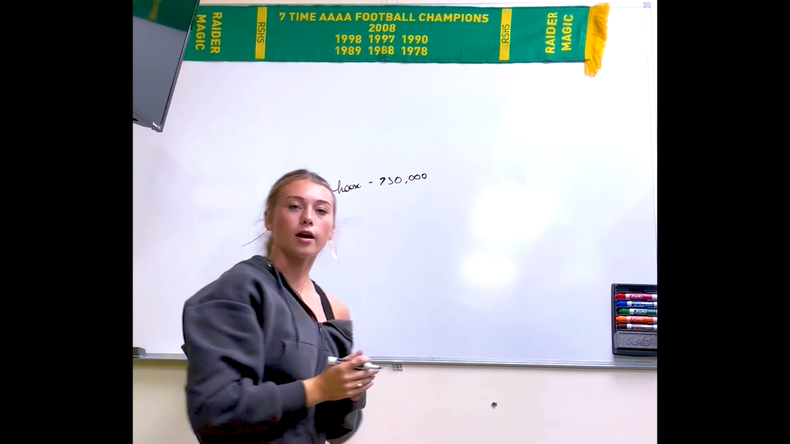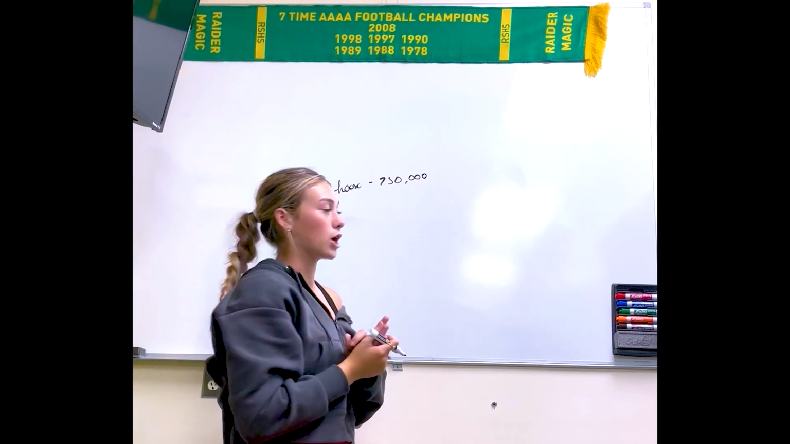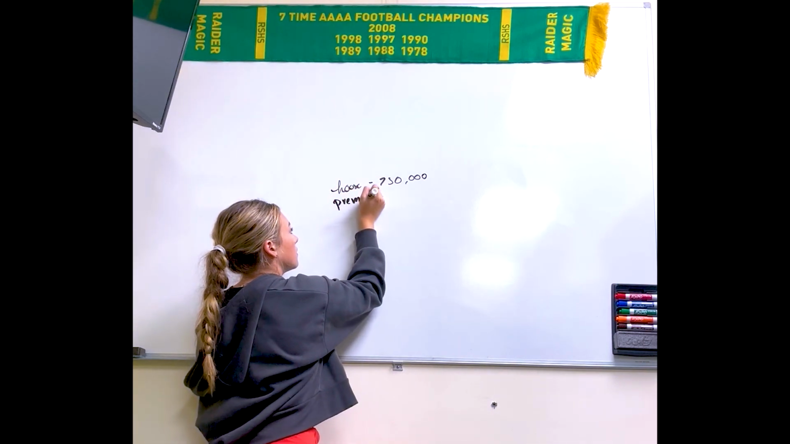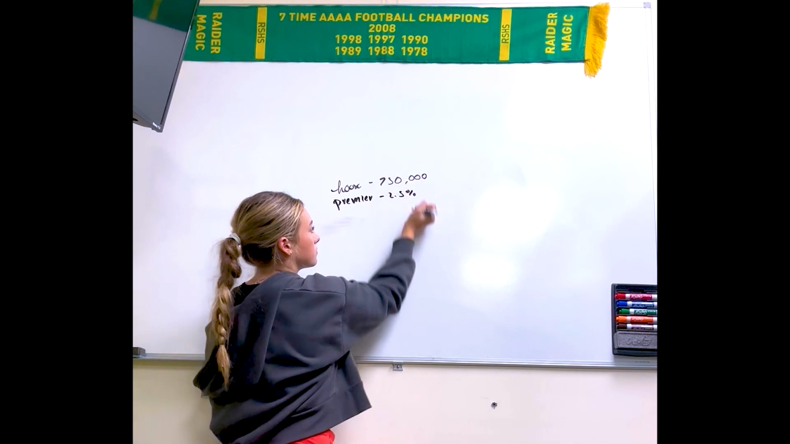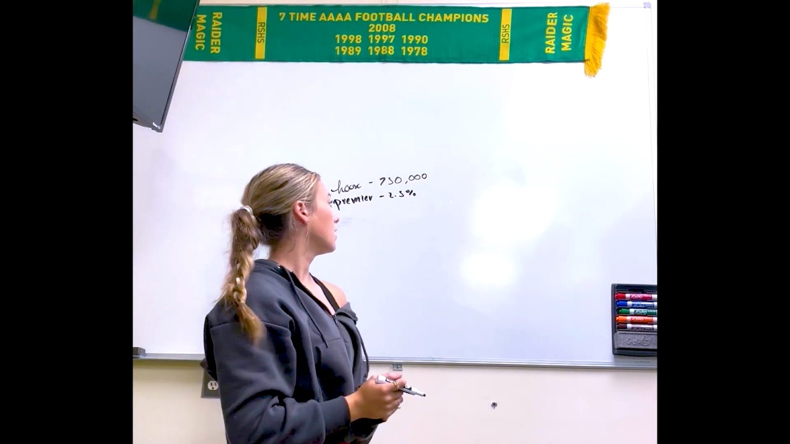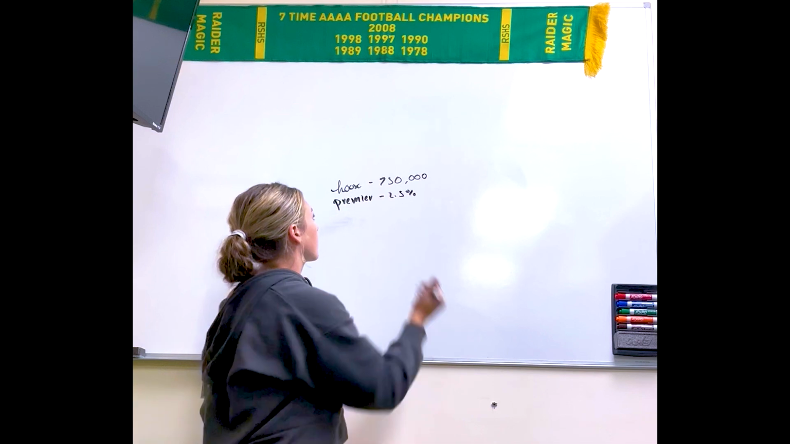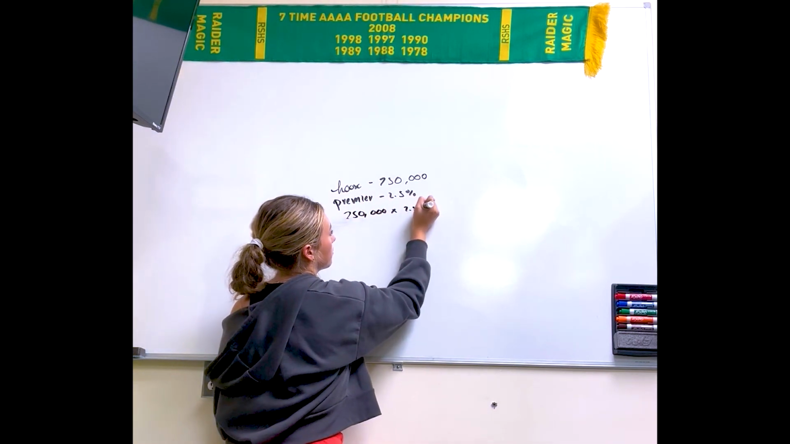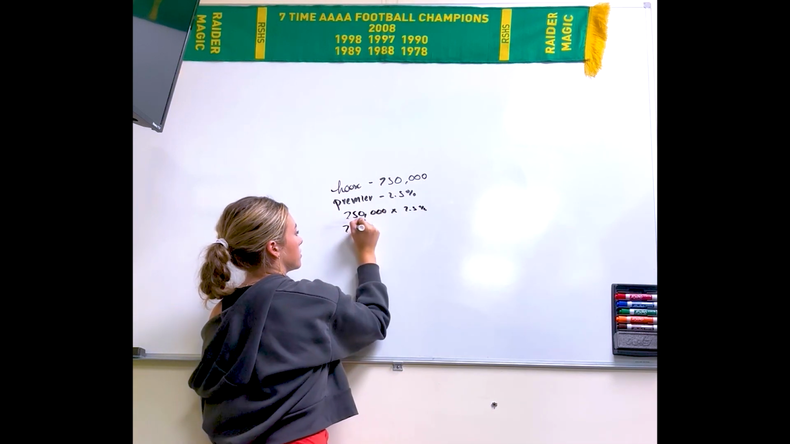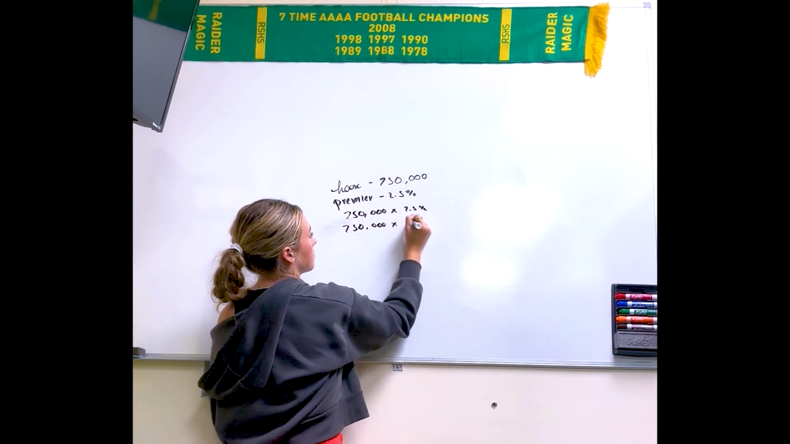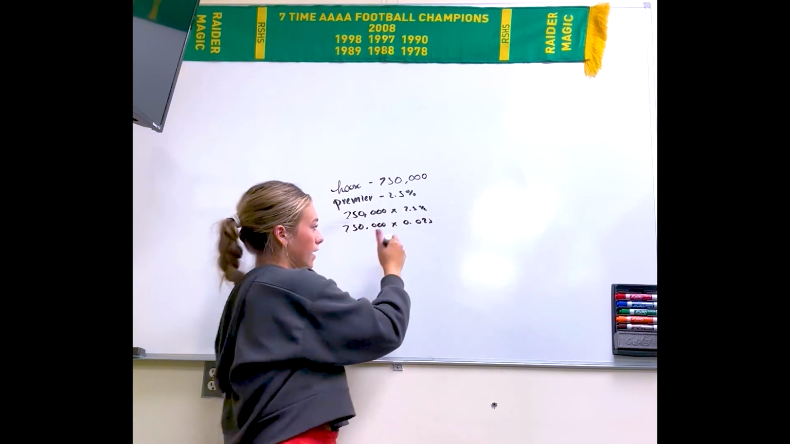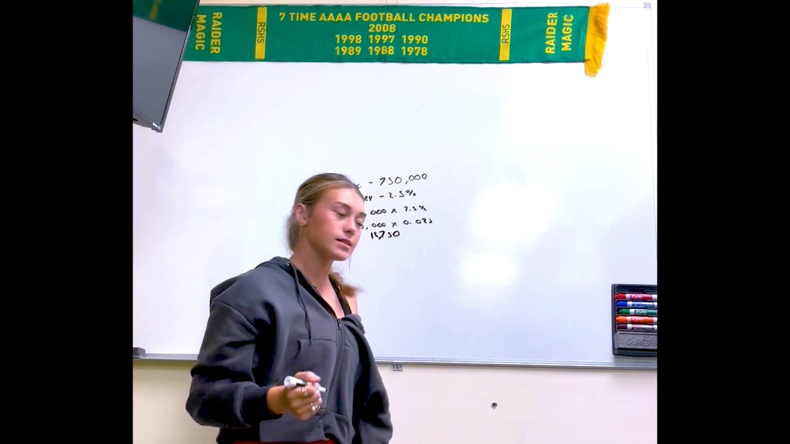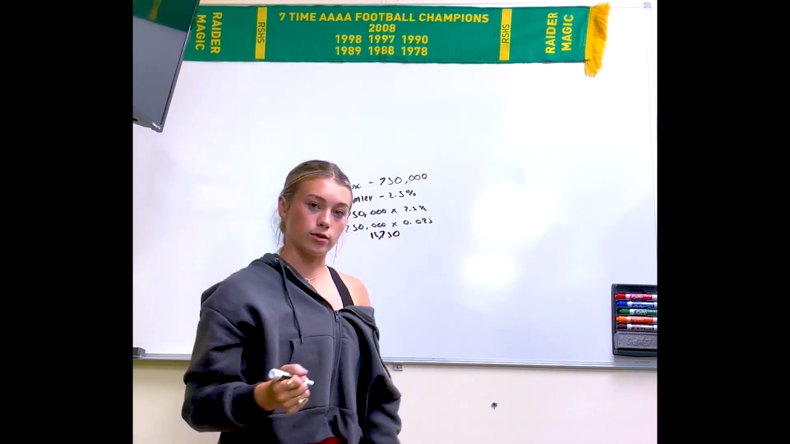Okay, and this contract specifically states that Premier is going to get 2.5% of that sale price. Okay, so we're going to solve for that real quick. $750,000 times 2.5%, written out as 750 times 0.025. The answer to that is 18,750. This is how much Premier is going to get when the house sells.